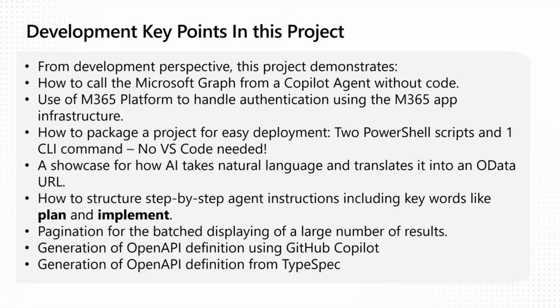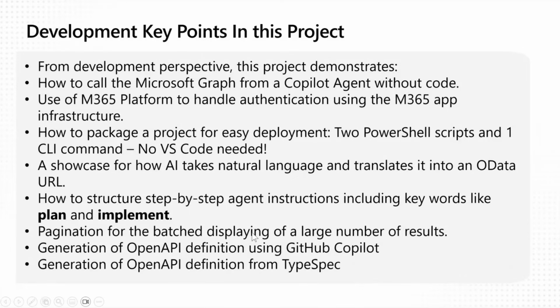One installs the dependencies and the CLI version of the Agents Toolkit, and then the other PowerShell script creates the app registration needed for the agent. This is also a showcase of how AI takes natural language and translates it into an OData URL. It also shows you how you can structure step-by-step agent instructions, including keywords like plan and implement.